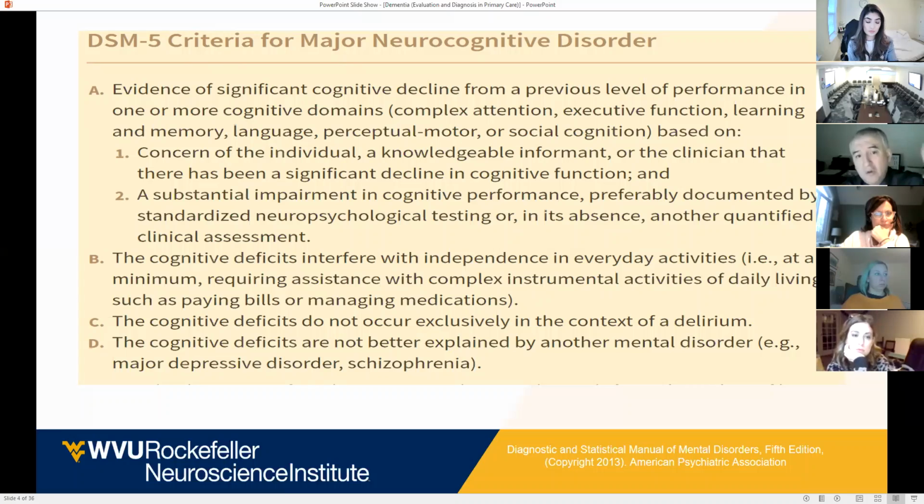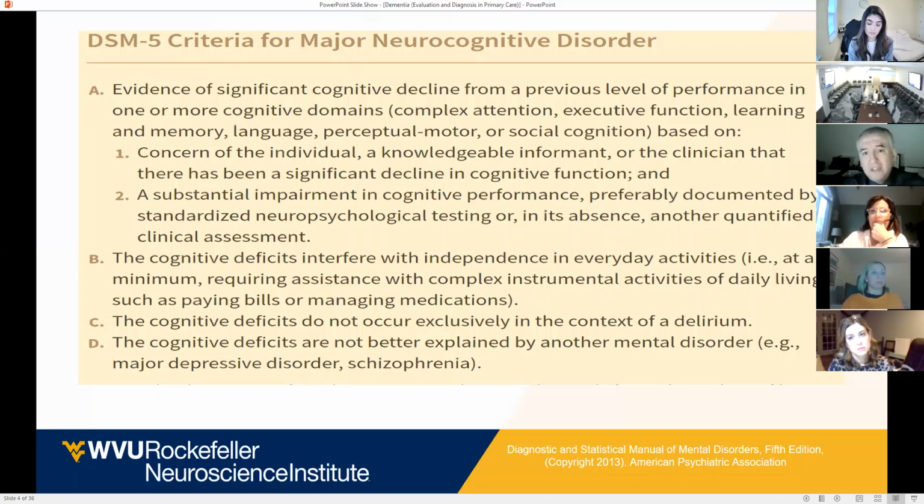In the past, you should have memory problems in order to have this diagnosis. Right now, since 2013, any combination of cognitive domains, including memory problems, complex attention, and executive function, qualifies you to have this diagnosis.